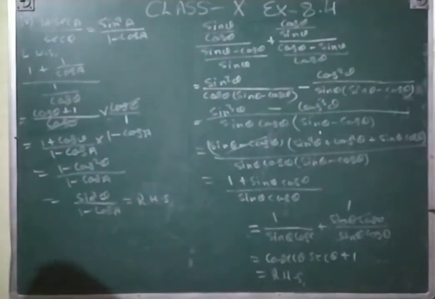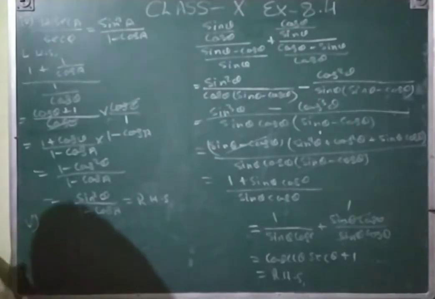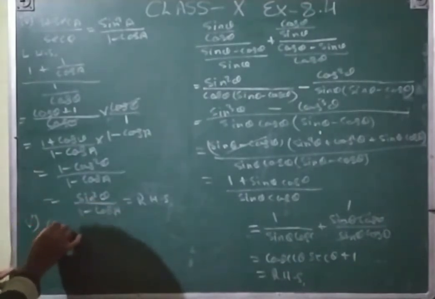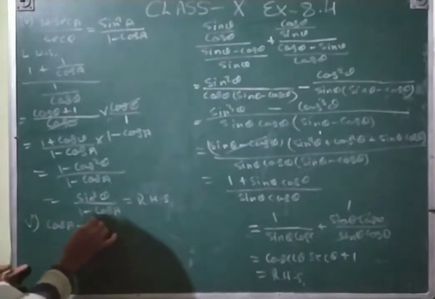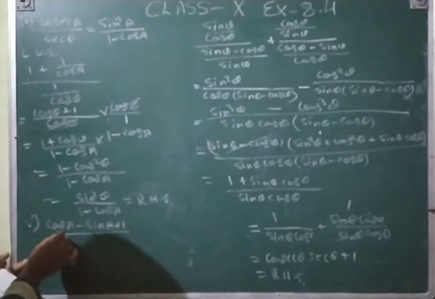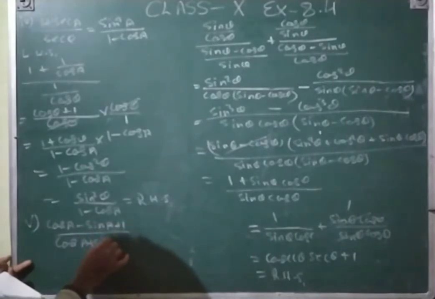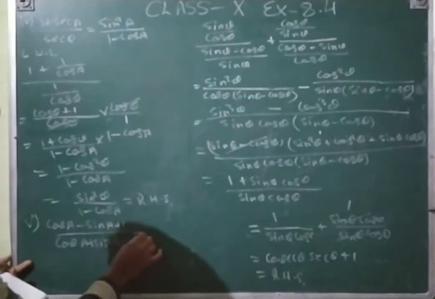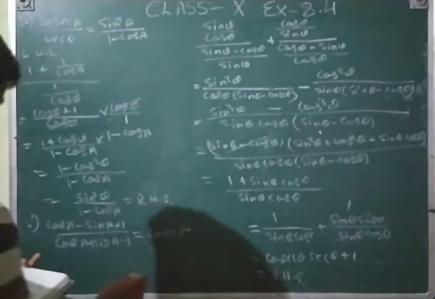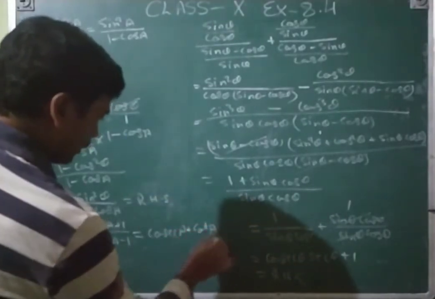Fifth question, that is just a lengthy question. That is (cos A minus sin A plus 1) upon (cos A plus sin A minus 1) is equal to cosec A plus cot A. We need to prove that one.